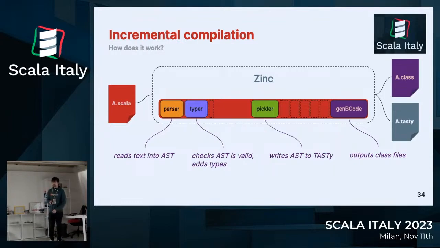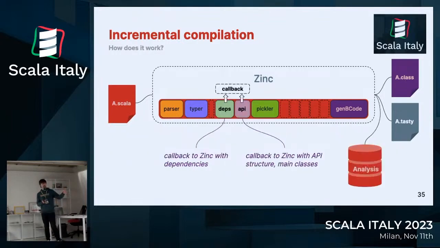So what incremental compilation does is it modifies this pipeline to add 2 new phases. So this is the dependencies phase, which goes through all the trees in your program and checks which other files this file depended on. Did it use a definition from this other file? Did it use a definition from a library? We need to track that.